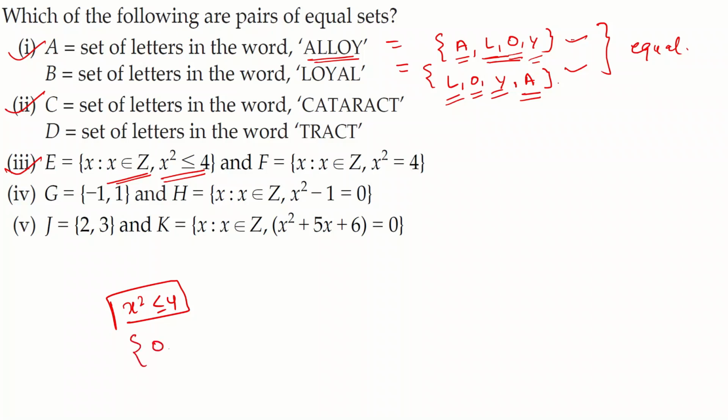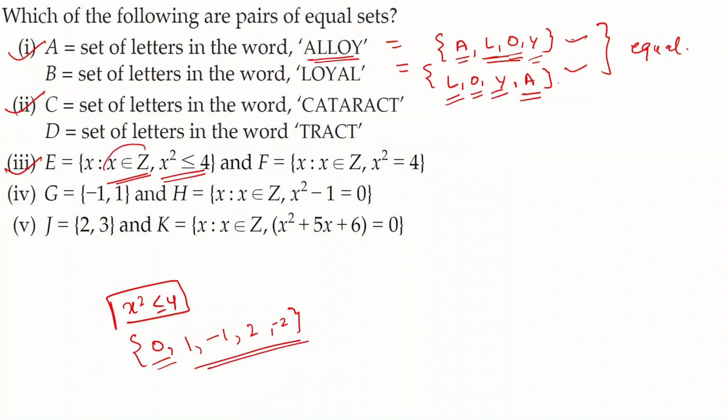So what are the elements inside it? First element is 0, because 0 on being squared gives you 0, which is of course less than 4. Then you'll be having 1, because 1 squared is less than 4. You'll also be having minus 1, because minus 1 squared is 1, which is also less than 4. And you'll be having 2, because 2 squared is 4. So that is a possibility. It can be 4 or it can be less than 4. And finally minus 2. So these are the 5 elements inside this set.